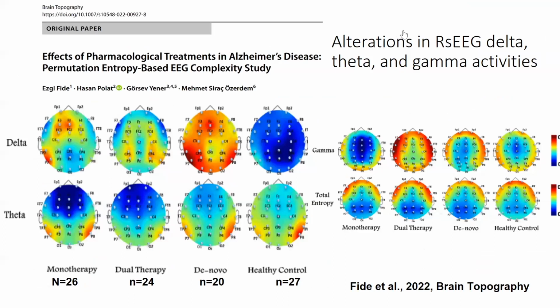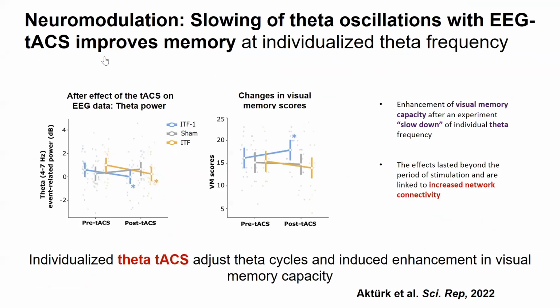Slowing of theta oscillations by means of individualized theta frequency transcranial current stimulation improves memory in healthy people. So this is a very important study showing you can measure individualized theta and use neuromodulation according to that. Let's move on to Parkinson's disease.